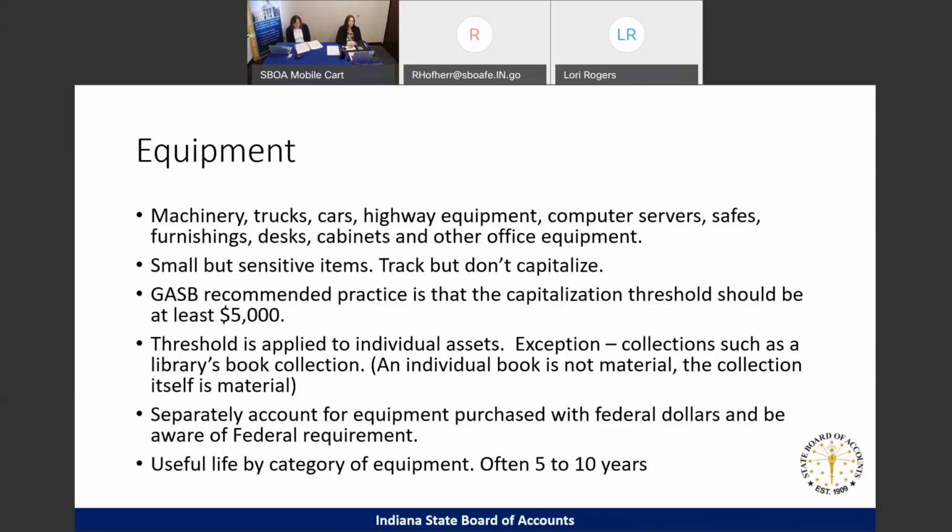GASB sets a recommended practice that the threshold be set at least $5,000. It can be set higher depending on your county needs, so if you want $10,000 or $50,000, but review your detailed listing and see if there are numerous smaller items. You might want to consider raising your threshold if there are a lot of smaller items that may be taking a lot more effort to track than they are to depreciate over time or to keep on your capital asset detail. But it should not really go below $5,000. That's the recommended practice. If you choose to do that, we're not going to write you up for that. It's just going to be a lot more work on your part.